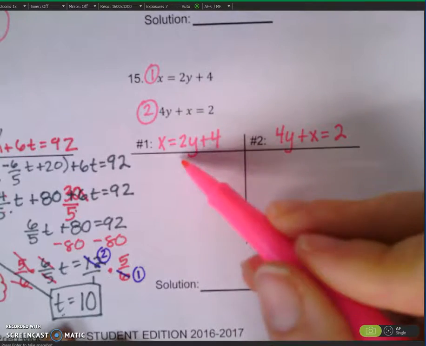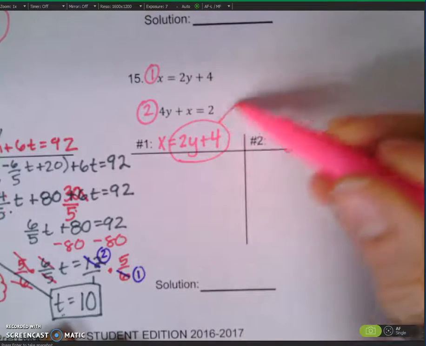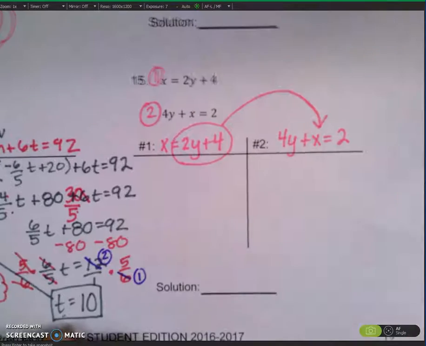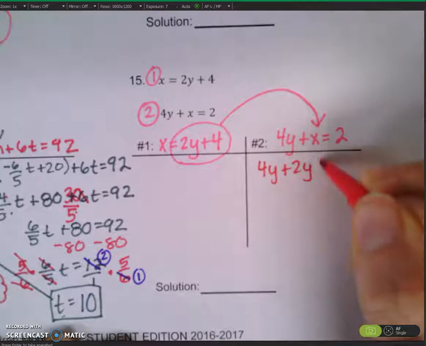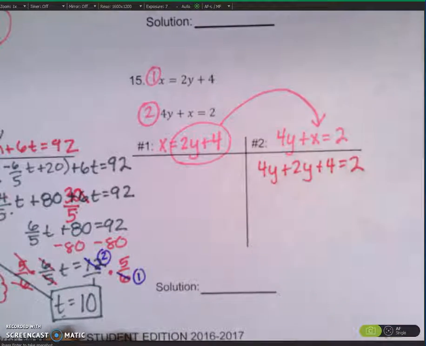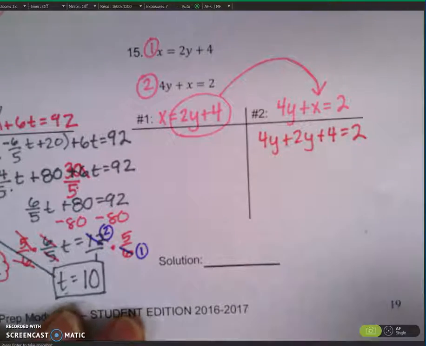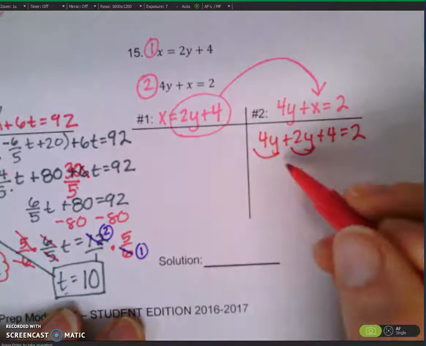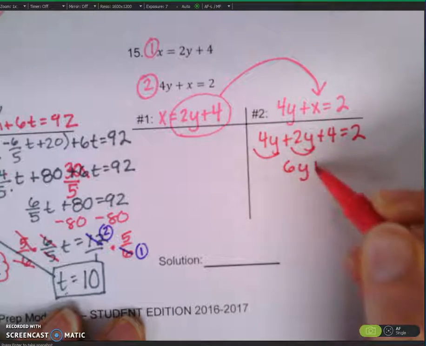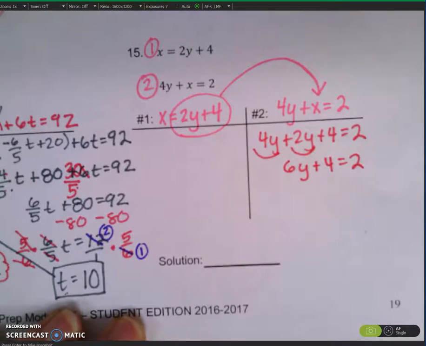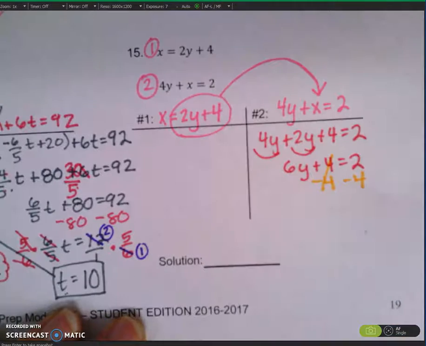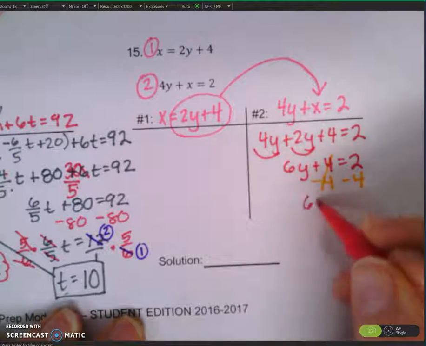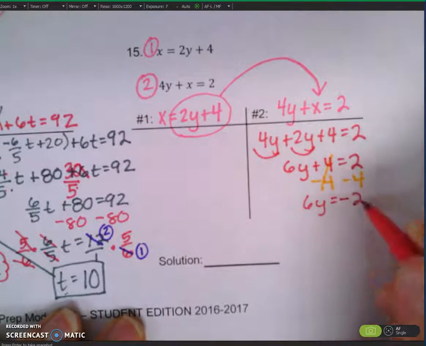X equals 2y plus 4, let's give that a bubble. Float it over to the x on the other side. So we have 4y plus 2y plus 4 equals 2. Excellent. Now let's combine like terms. 4y and 2y is 6y plus 4 equals 2. To isolate my variable, I need to subtract 4 on both sides. So I have 6y equals negative 2.